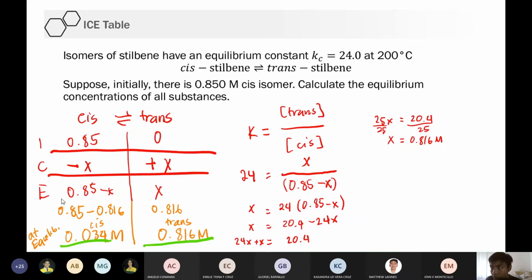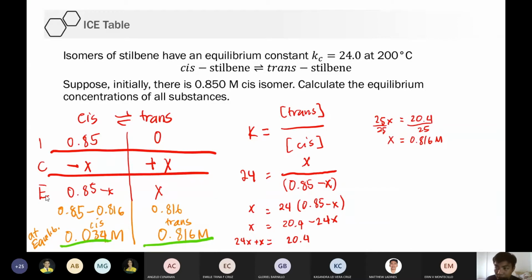Then, for E, anong gagawin mo? You just add I and the C. Then, after mo makuha yung E, ipa-plug in mo yon sa K. Now, you write the K, plug in mo yung E ng cis, yung E ng trans, pati yung K value. So, pagdating mo dyan, stop ka na sa chemistry, algebra ka na. So, solve for the value of x. Once na nakuha mo na yung value ng x, balik ka sa ice table.